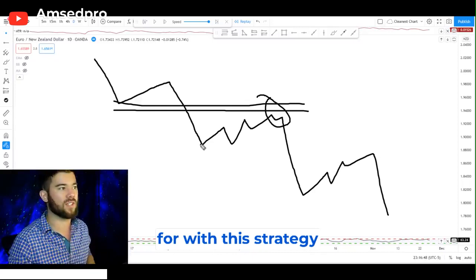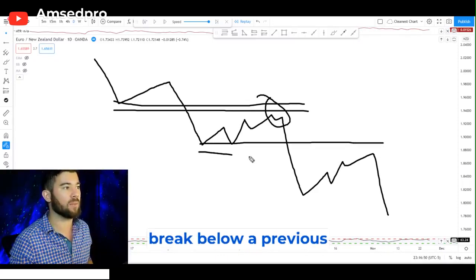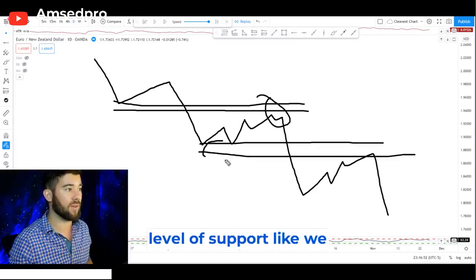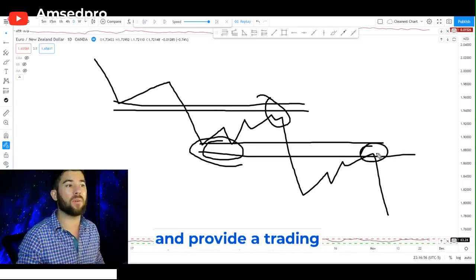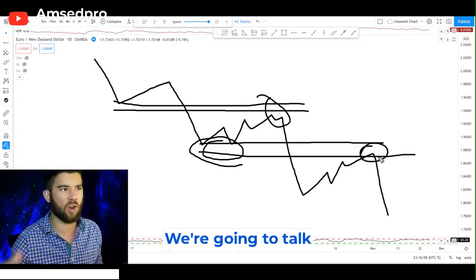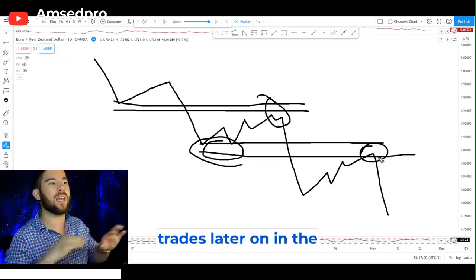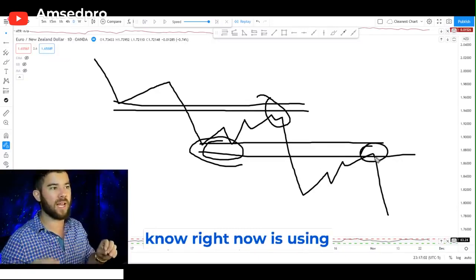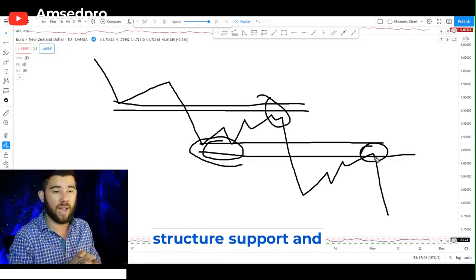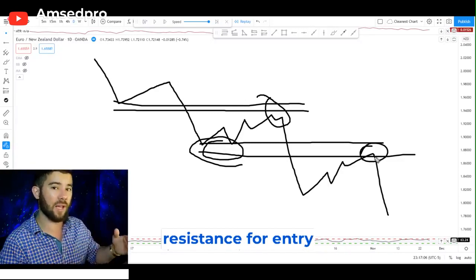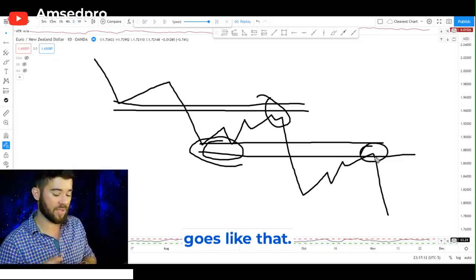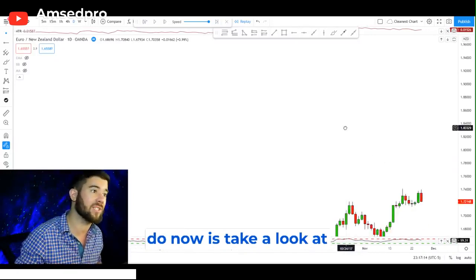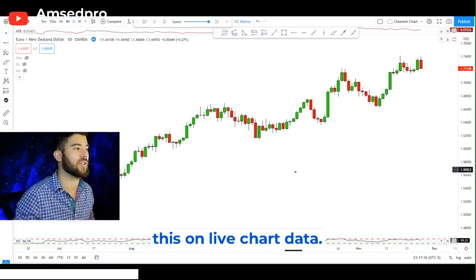And what we're looking for with this strategy, again, is the market to break below a previous level of support like we have right here, come back to that level and provide a trading opportunity. We're going to talk about how we enter trades later on in the video. But what you need to know right now is using structure support and resistance for entry levels in a trend continuation model in a trending market goes like that. And what we're going to do now is take a look at this on live chart data.